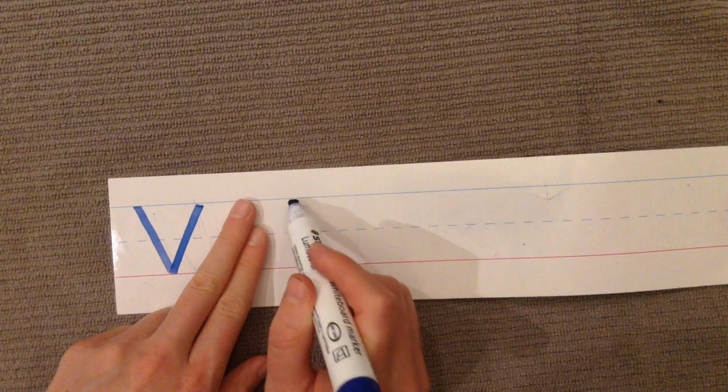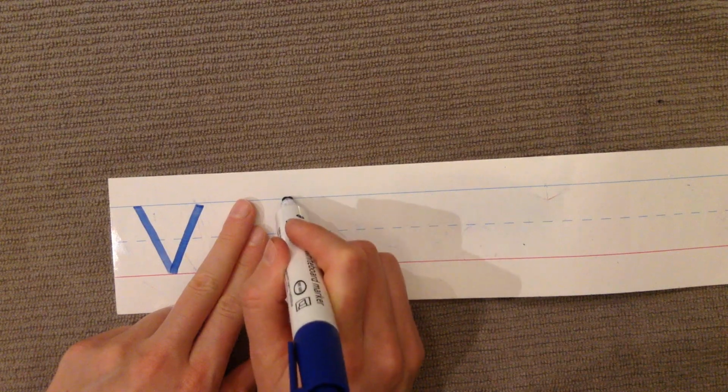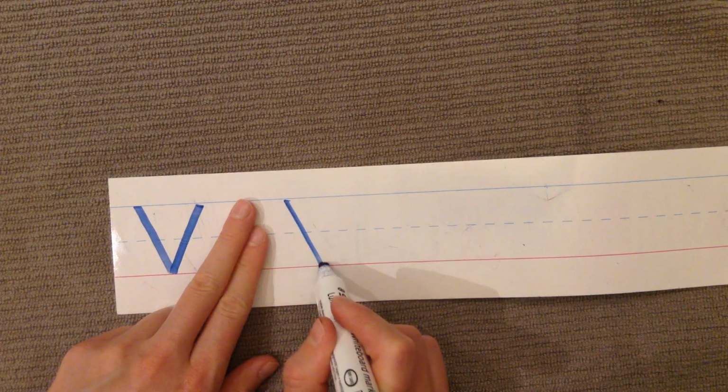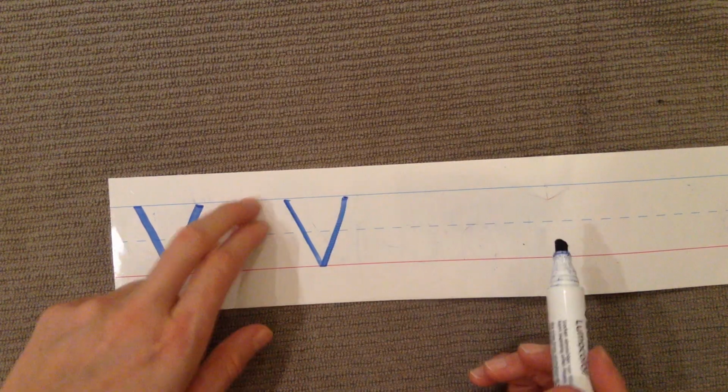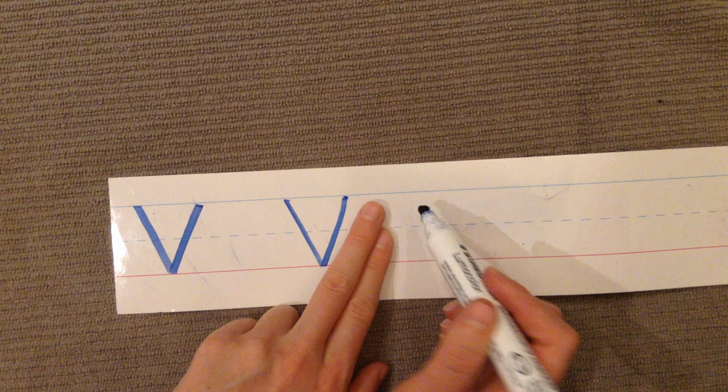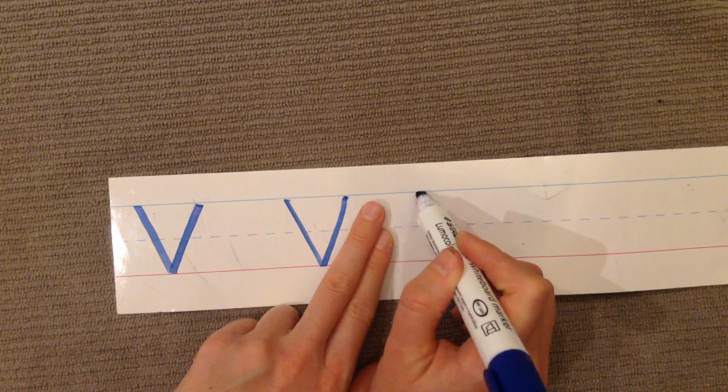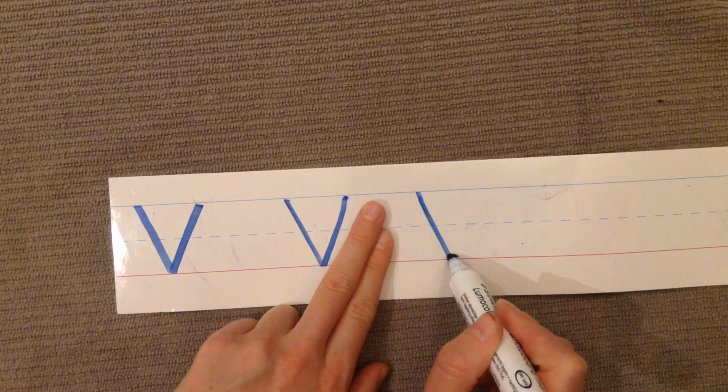2 finger spaces. Start at the top, slide forwards, bounce up. 2 finger spaces. Start at the top, slide forwards, and bounce up.